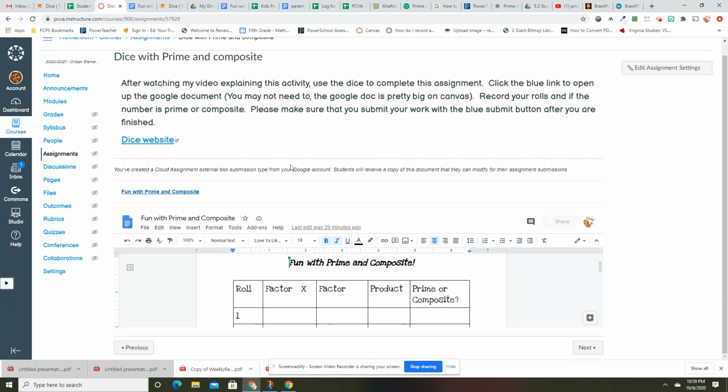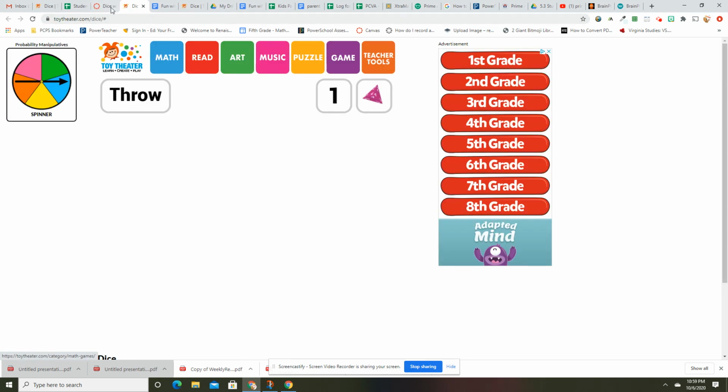So what you're going to do is click here, because it says to click the blue link to open up the Google document. I also said you may not need to because the Google Doc is pretty big, so it's just up to you. You're going to roll the dice. I might need to reword it. But you're going to roll dice, multiply them, and then decide if it's prime or composite. So you might have to toggle back and forth. See how I opened that up into a new window.